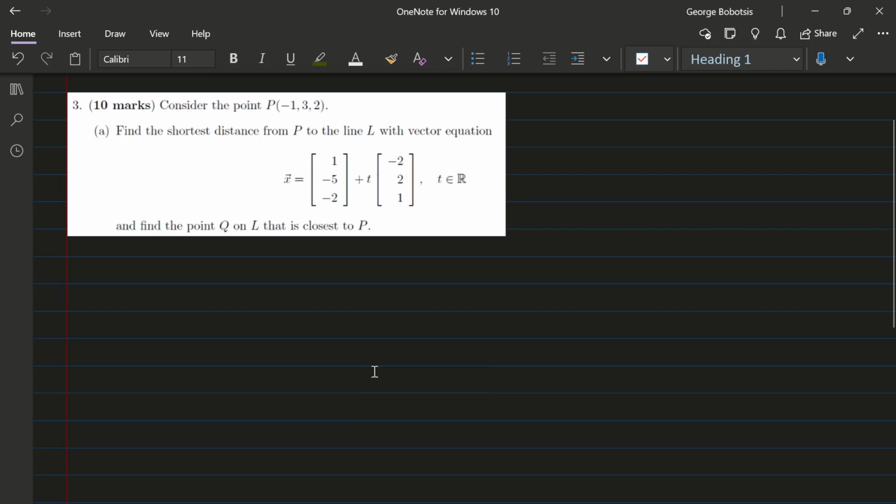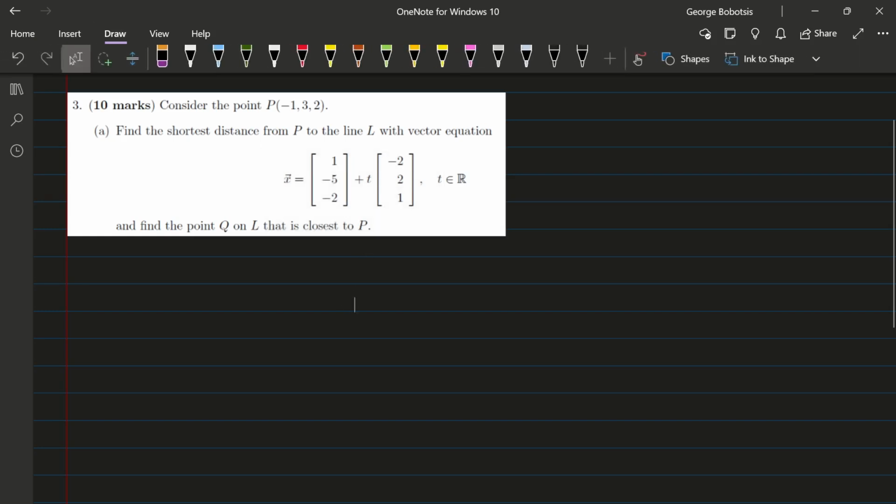So the first question I want us to consider is the shortest distance from a point P that's given to you to the line with some vector equation, etc. A couple of things you can tell from the equation of the line immediately: a point that it passes by, and you can also tell the direction vector. It is the one that gets multiplied by the scalar multiple here. That's always the direction vector.